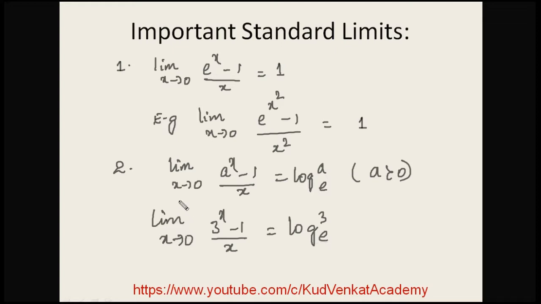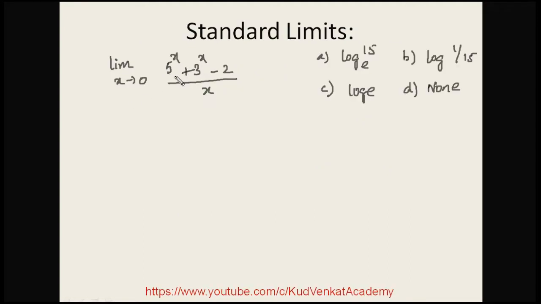Let us solve one more different type of question based on this standard limit. So here limit x tends to 0, (5 to the power of x plus 3 to the power of x minus 2) divided by x. And the given options are a) log 15 to base e, b) log 1 by 15, c) log e, and d) none.